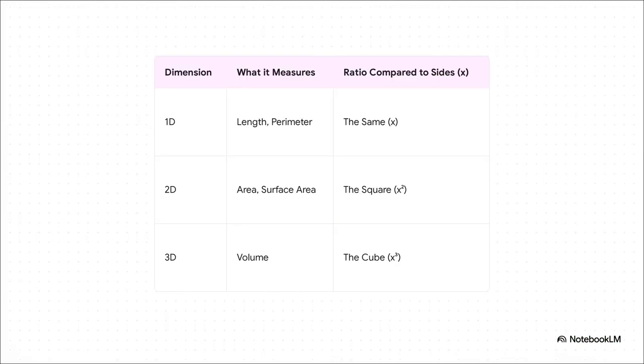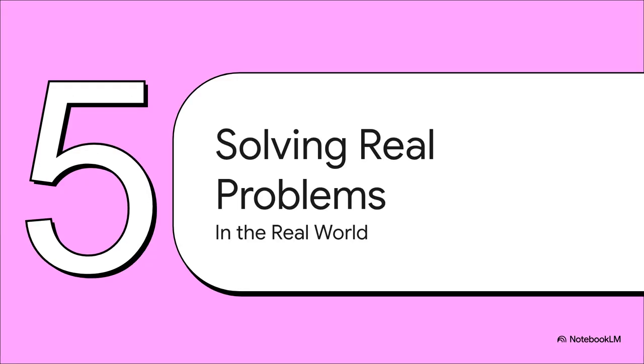This is the whole thing in a nutshell. For 1D stuff like length, the ratio is just the ratio. For 2D area, you square it, and for 3D volume, you cube it. It's that simple, and it shows you how that effect just grows exponentially as you add dimensions. So this is all cool math theory, but what about the real world? Well, you use this stuff all the time, maybe without even realizing it. Let's run through a couple of common examples and see how it works.